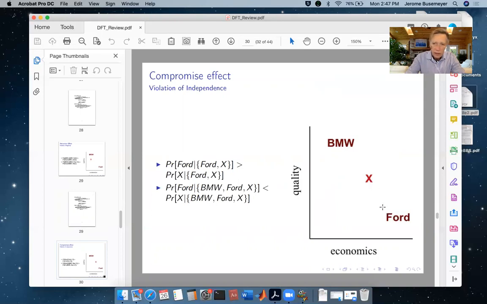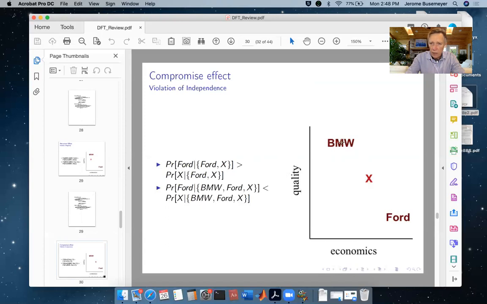Now let's suppose in this example, which is a little bit different, that the Ford is preferred to the Honda. So the probability of choosing the Ford over the Honda is greater than 0.5. The probability of choosing Ford over the Honda is greater than the probability of choosing the Honda over the Ford. So in this binary choice, people prefer the Ford. But now we're going to introduce this BMW to the choice set. Now we've got 3 options: BMW, Honda, and Ford.